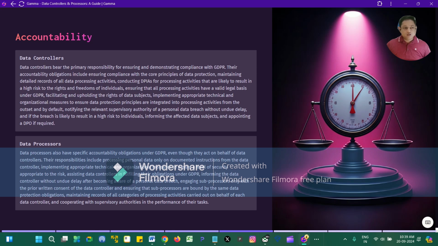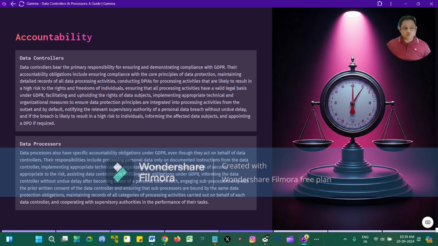processing activities from the outset and by default, notifying the relevant supervisory authority of a personal data breach without undue delay, and if the breach is likely to result in a high risk to individuals, informing affected data subjects, and appointing a DPO if required. Data processors.